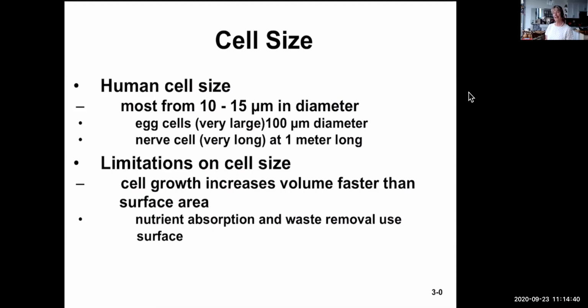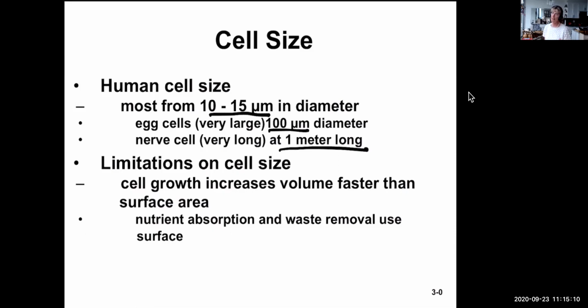But for the most part, cells are limited in the size that they get to. You won't find a cell that's as large as this room, for example. Most are about 10 to 15 micrometers in diameter. Egg cells are very large. Nerve cells are very long. But there's limitations. And that's due to the surface area to volume ratio. And we talked about that a little bit before.